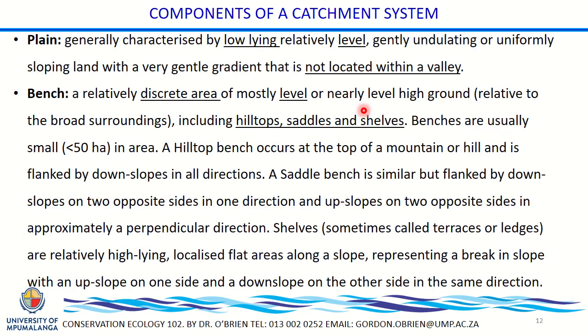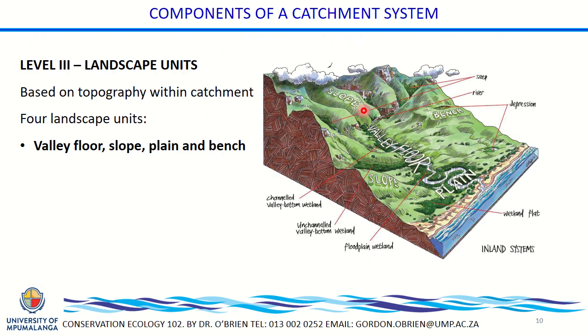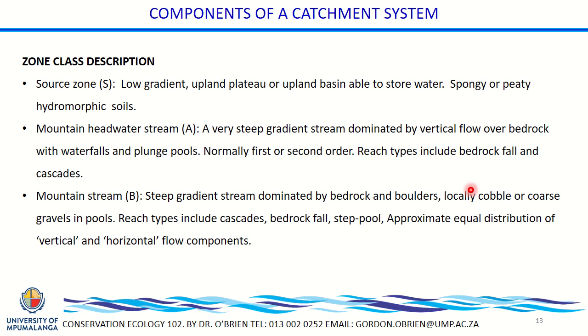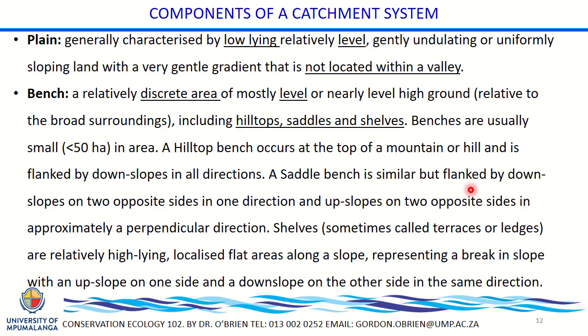Okay, and then the plain. So what happens when you leave the valley floor? You enter this plain area. Okay, so it's no longer the valley floor with 2 mountains or 2 slopes on either side. What happens when you enter the plain? It is a low-lying level area, gently undulating. Undulating means that it can move up and down. Okay? Undulating waves is when you get this type of movement in the waves. Or uniformly sloping land with a very gentle gradient that is not located within a valley. Okay. For this, by the way, I would give you 3 marks.